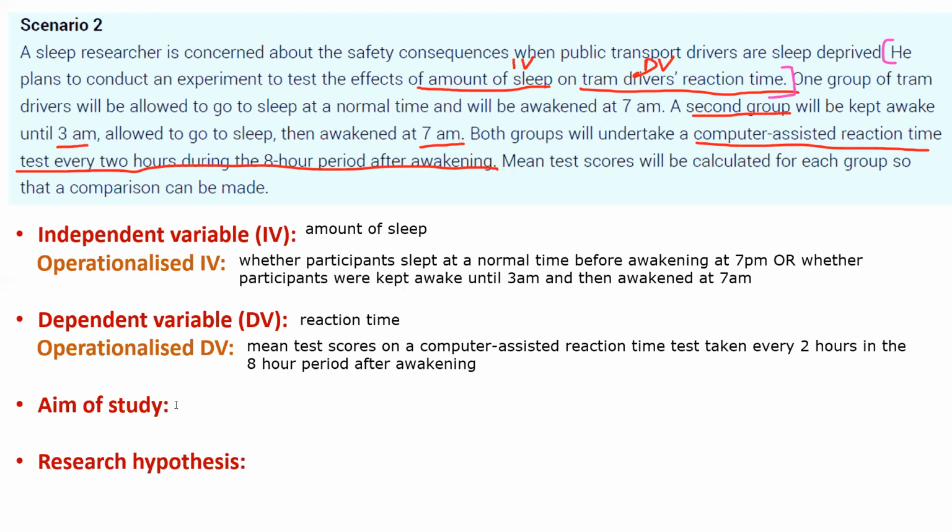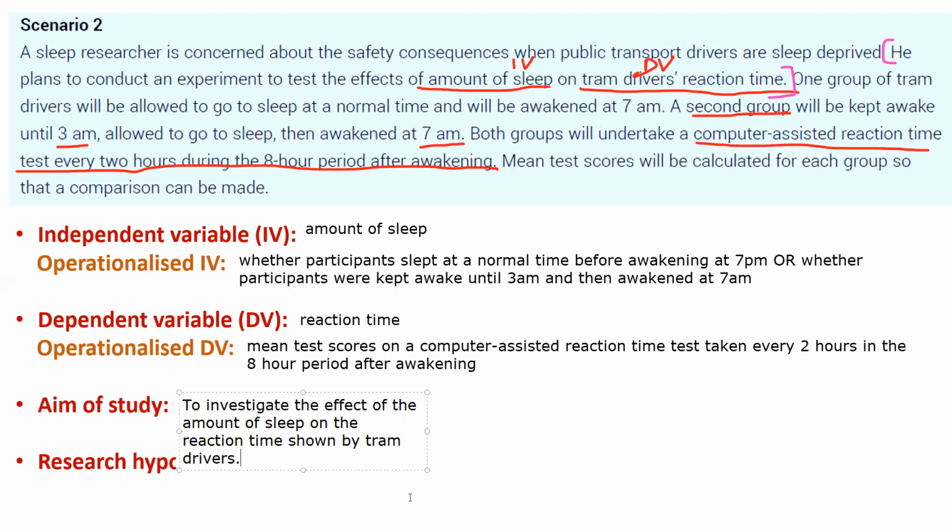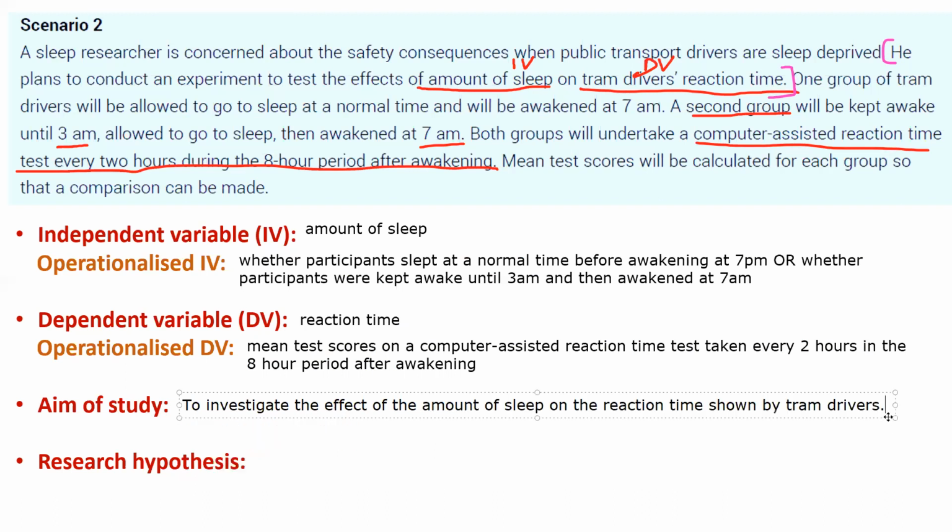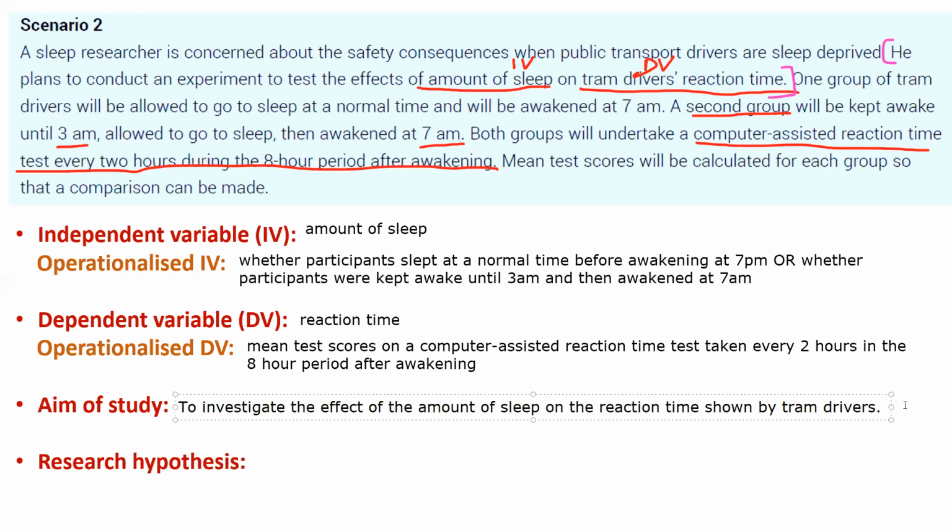So all we do is we just write that in here. I always like to start with "to investigate," but you can start with any action verb there. So to investigate the effect of the amount of sleep on the reaction time shown by tram drivers. Okay, you don't even need to mention tram drivers there. But that's basically what the aim would look like. Again, aims are never worth too many marks. They're usually only worth 1 or 2 marks. So you don't have to put a lot of detail in there.